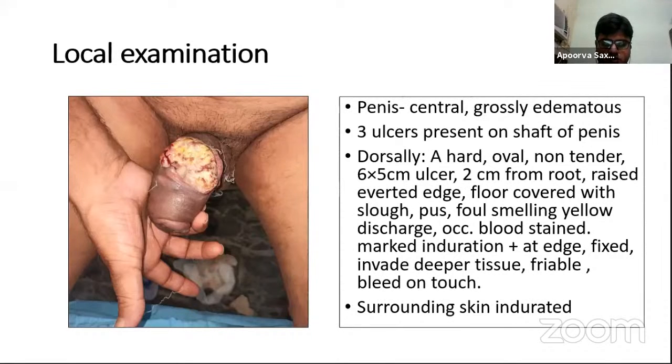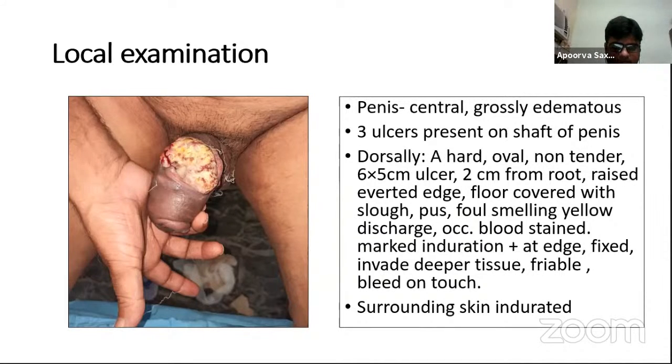So in local examination, on inspection, penis is grossly edematous in the center, and 3 ulcers are present on the shaft of the penis. Dorsally, a hard oval 6 by 5 centimeter ulcer, 2 centimeter from root, with raised everted edges, and floor is covered with slough and pus, and foul-smelling yellow discharge was present. Occasionally bloodstained. Marked induration present at the edges, and surrounding skin appeared indurated.